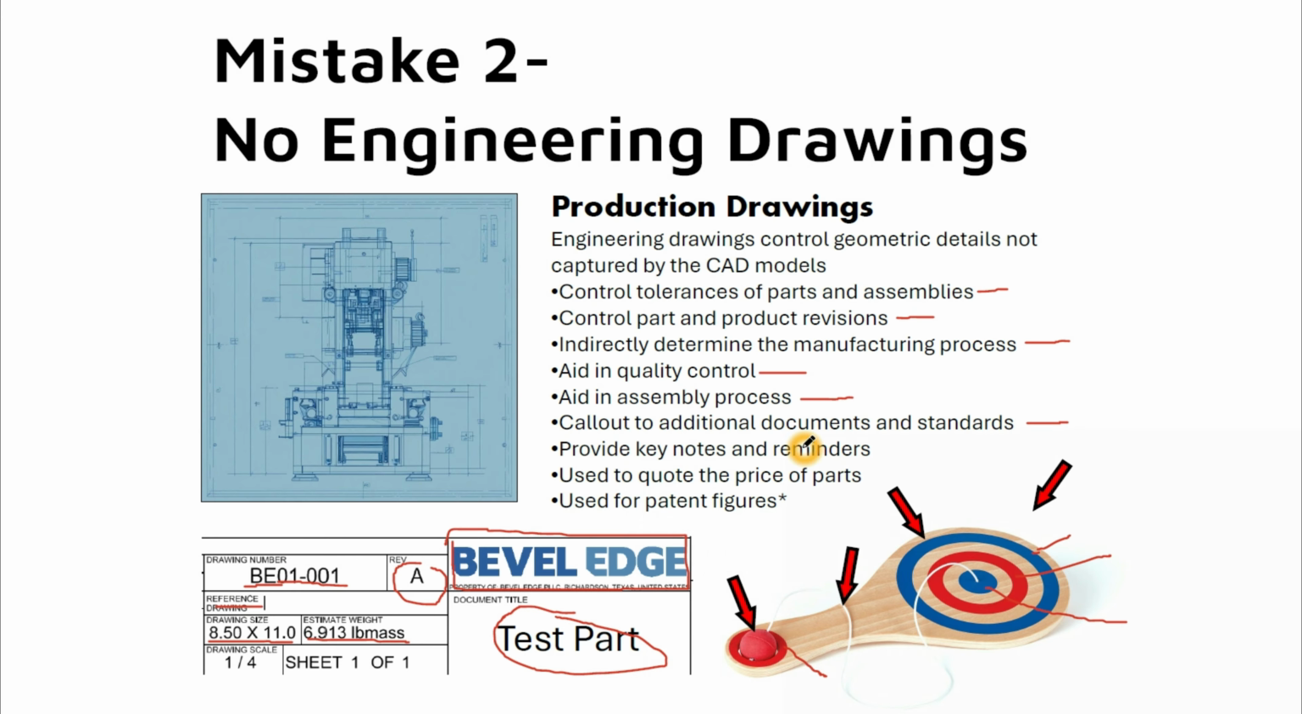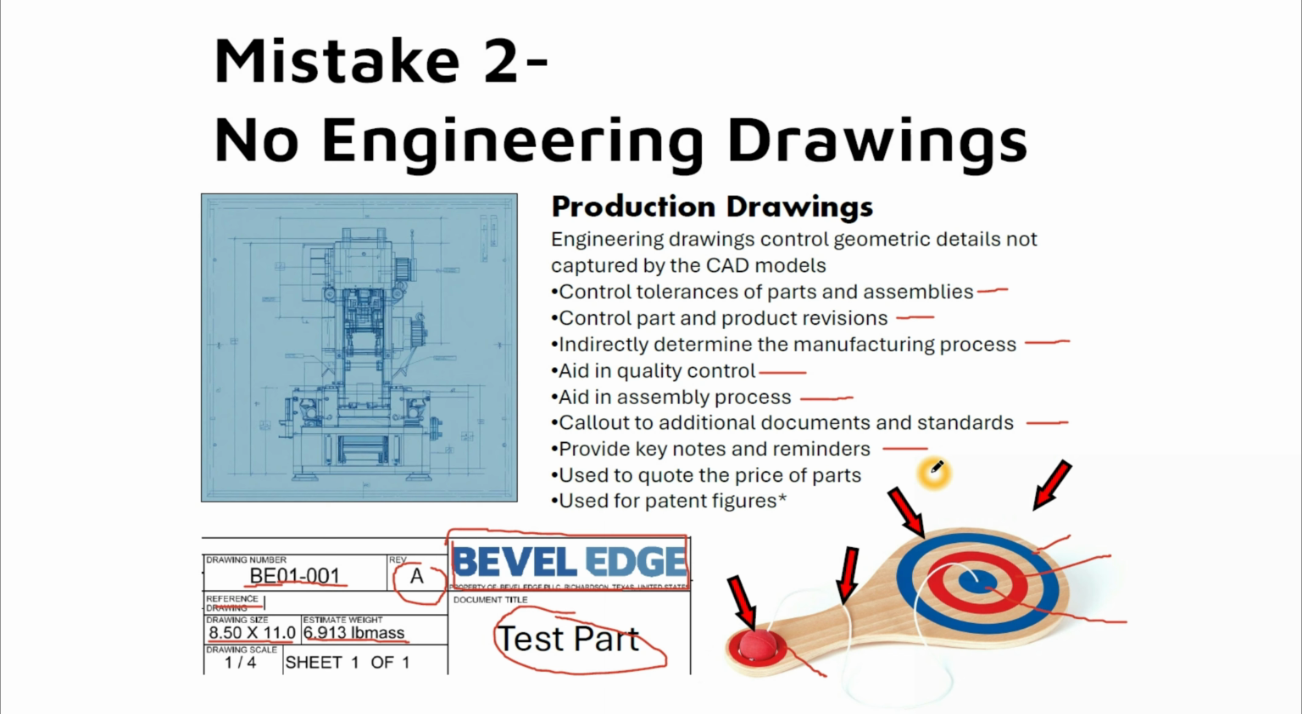Next, provide keynotes and reminders. There are some things that are not necessarily obvious in the CAD model or the engineering drawing, but if you add some notes here, it can serve as a reminder for you or the person evaluating and trying to recreate your product as a vendor for you. So anyways, the notes and reminders are invaluable, and sometimes they're needed in drawings, and that's where you can find them. And drawings are used to quote and price parts.